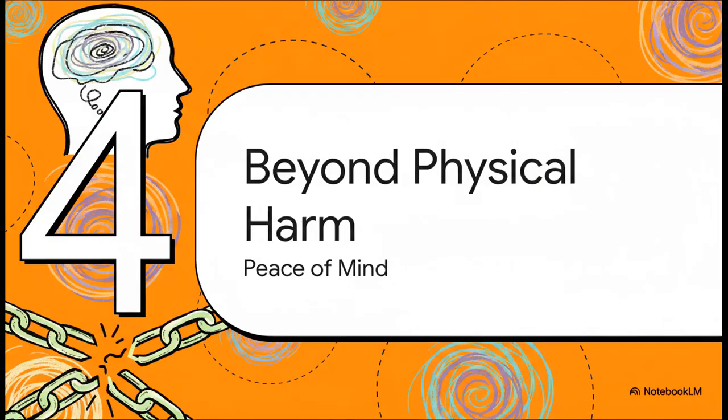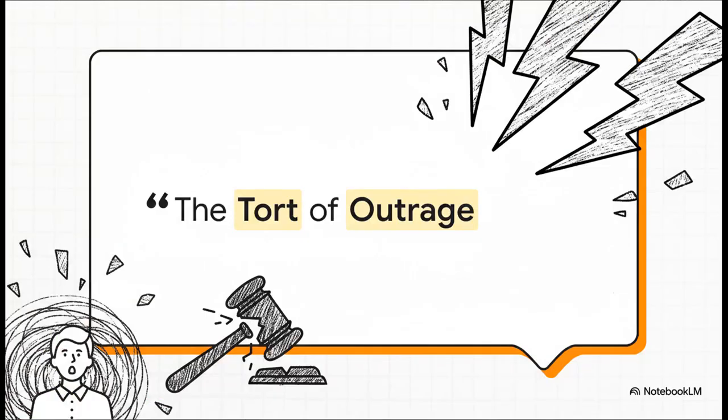Okay, for our last category, we're going beyond physical harm to people and property. The law also steps in, but only in very, very specific situations, to protect us from purely emotional or psychological harm. This brings us to a tort with a seriously dramatic nickname: intentional infliction of emotional distress. It's often just called the tort of outrage. And really, that name tells you everything you need to know. The bar for proving this is incredibly high.